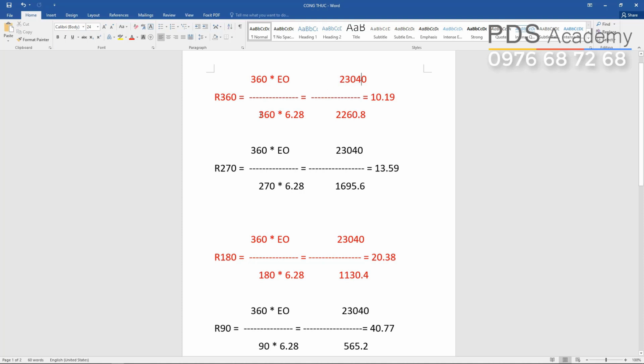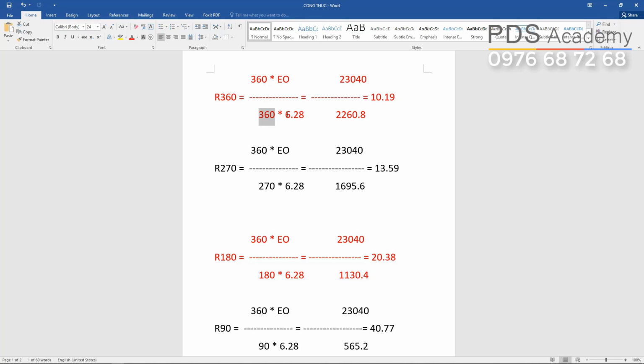Now what about the line below? What does it represent? This 360 here. It is actually the 360-degree skirt multiplied by 6.28. So you might ask, where does the 6.28 come from?